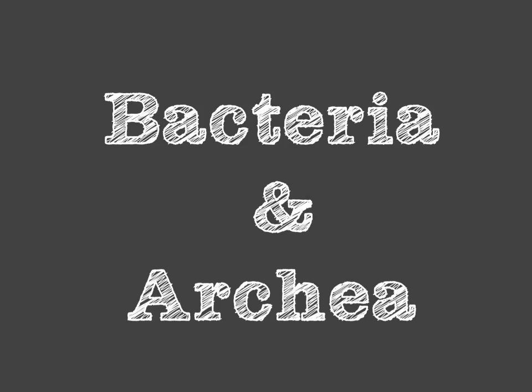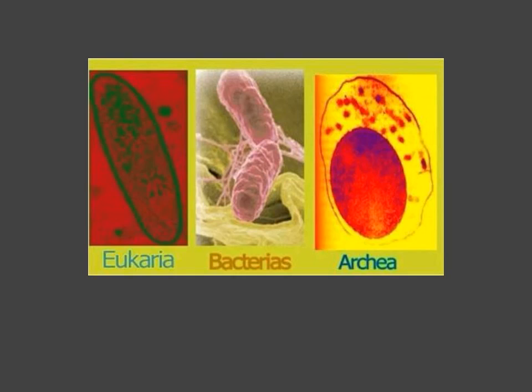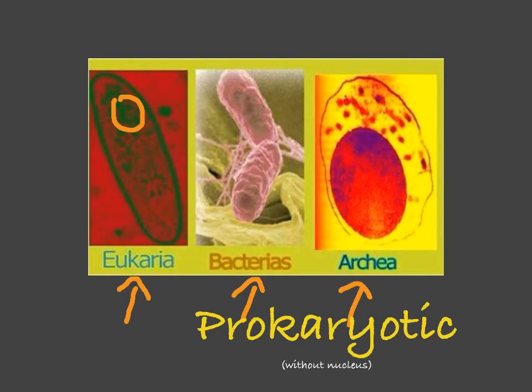As you can remember, in biology we can classify the organisms in three different domains according to the type of cell. Eukaryotic domain belongs to the cells that have a nucleus. Bacteria domain and archaea domain belong to organisms that we call prokaryotic organisms, which means they don't have a nucleus.